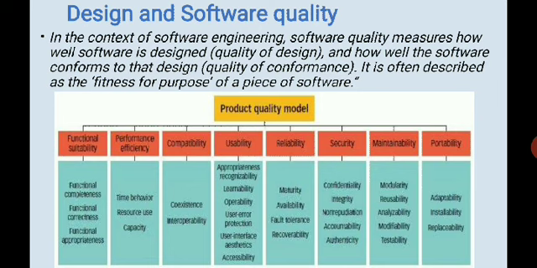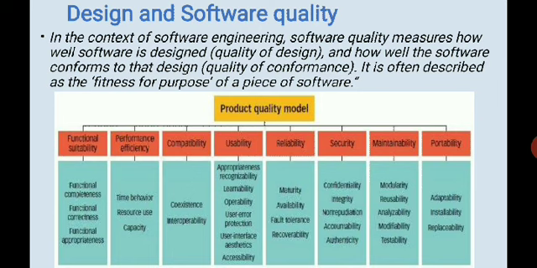In the context of software engineering, software quality measures how well software is designed, and how well the software conforms to that design, right? So how well that software is in accordance with that design. There is the quality of design and the quality of conformance. It is often described as the fitness for purpose of a piece of software, so you see how fit it is for the thing that it is meant to do, right?